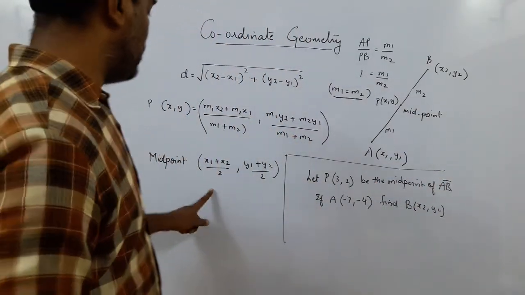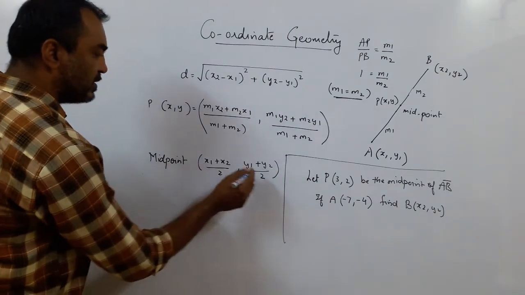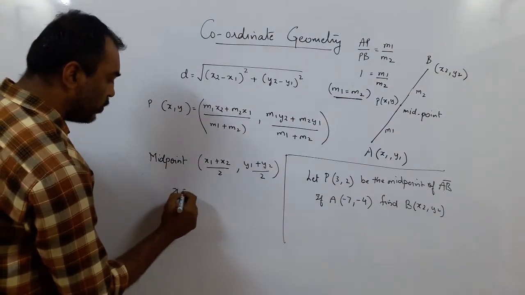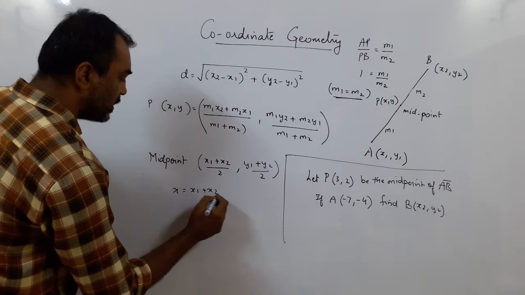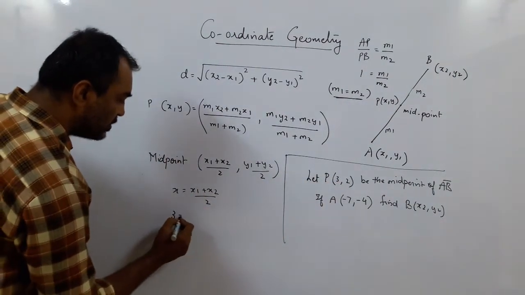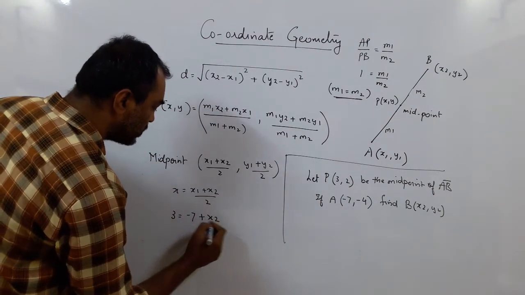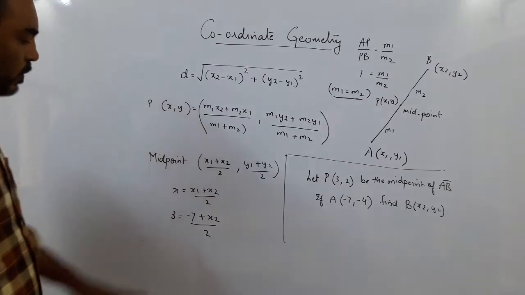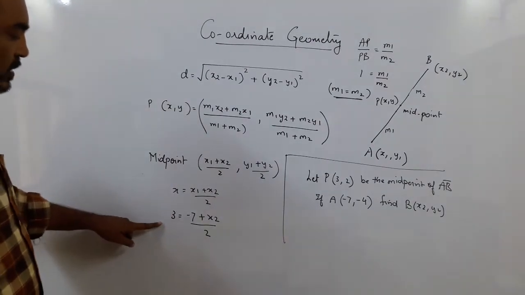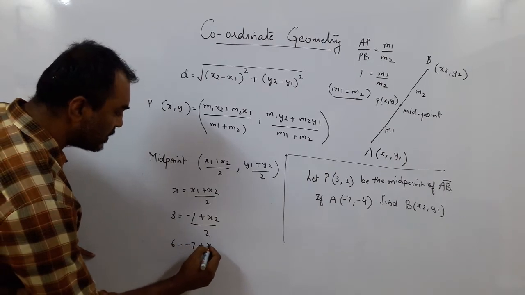Now what does the midpoint theorem tell us? P is the midpoint, so for the x coordinate, this is x and this is y, we should write the midpoint equal to (x1 plus x2) upon 2. Now x is given as 3. So 3 is equal to (x1 is given minus 7, plus x2) upon 2. The 2 goes into multiplication. 3 twos are 6. So 6 equals minus 7 plus x2.